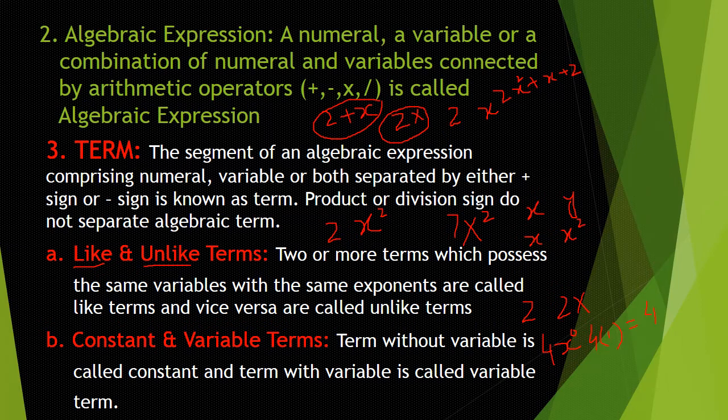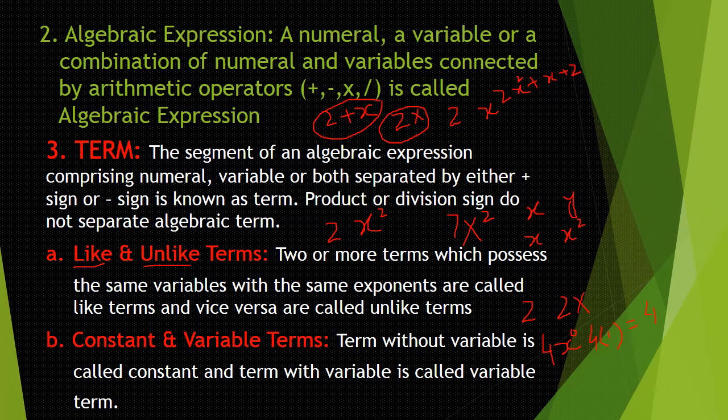All those terms which contain the same variable and the same power of the variable are same or like terms. For example, if I write here 2x square and here 7x square, these two terms are like terms because both of the terms have the variable x and both of the terms have 2 as the power of their variables.